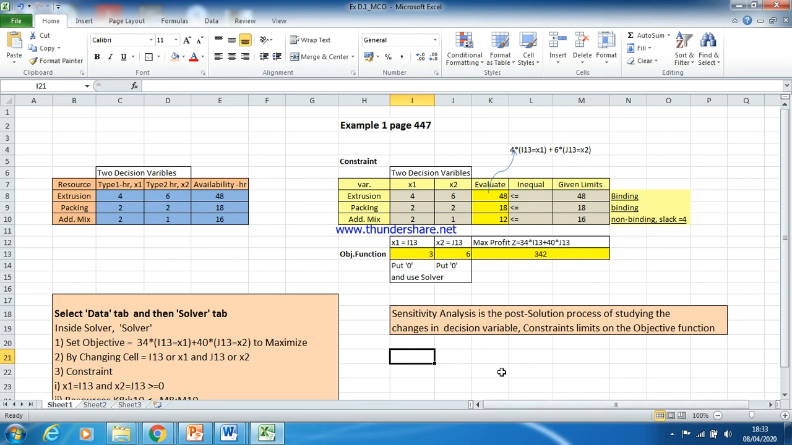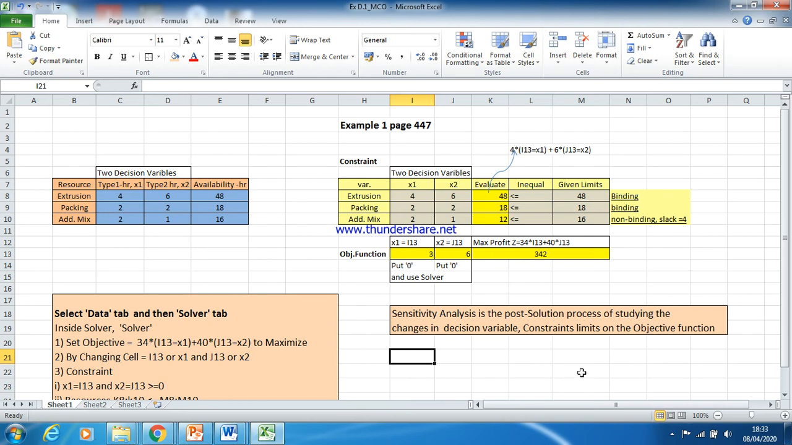Okay, so this is session 2, and I told you that I'm going to do the sensitivity analysis. So what is sensitivity analysis? Sensitivity analysis is the post-solution process of studying the changes in decision variables, which are these x1 and x2, and constraint limits, which are these limits, on the objective function. This is the objective function. So how changes in these values and these values will affect this.